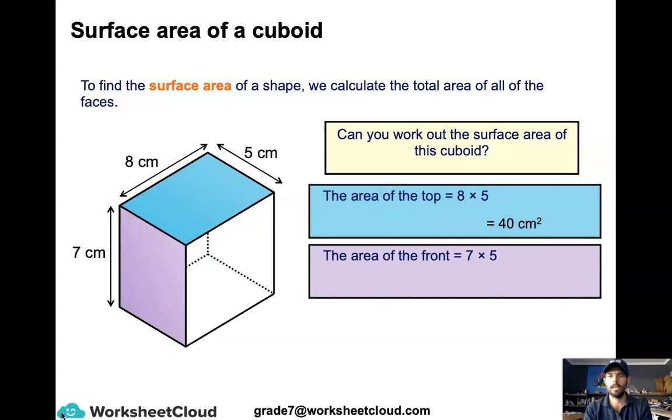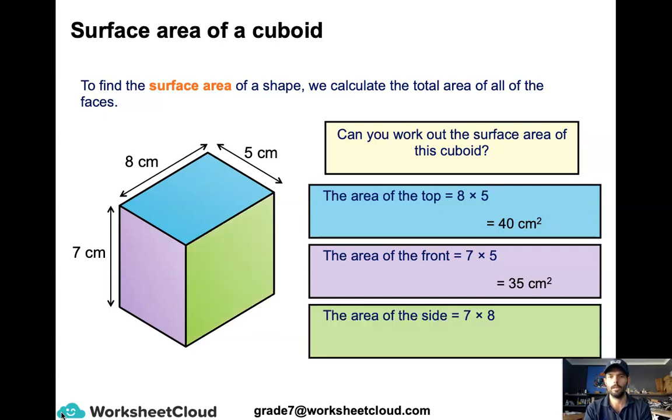We know that the area of the front face is going to be a length of 7 and a width of 5, and that's going to give us 35 centimeters squared. And then we know that the area of the side is going to be a length of 8 and a width of 7, and that's going to give us 56 centimeters squared. So now we've worked out the areas of 3 faces.